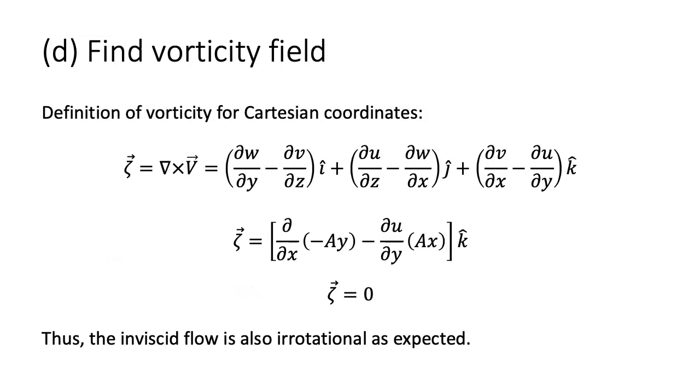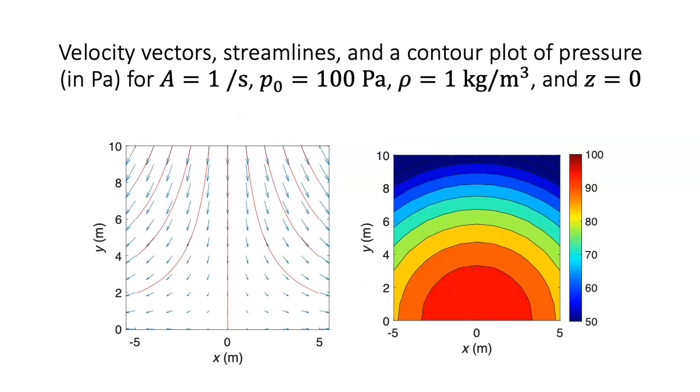Also for part D, to find the vorticity, which is defined as twice the rate of fluid rotation, we substitute our known velocity field into the definition for vorticity for Cartesian coordinates. Note that for two-dimensional flow in the xy plane, it is only possible to have rotation about the z-axis. In addition, for this case where the flow is inviscid, we show that the rotation for the z-axis is also 0, thus the flow is irrotational.